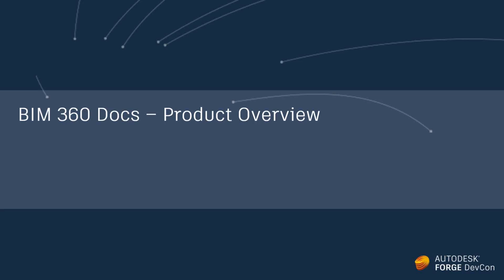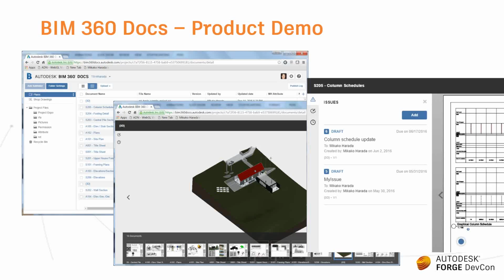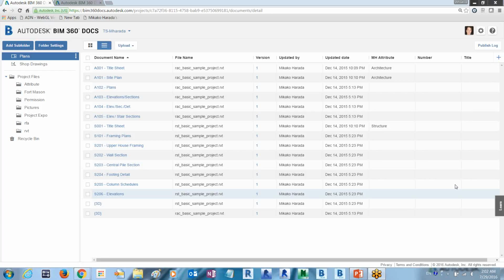BIM 360 Docs product overview. I'm going to switch to the product at this point. One moment. So this is the basic UI for BIM 360 Docs. Right next to the product name, you see the name of the project.